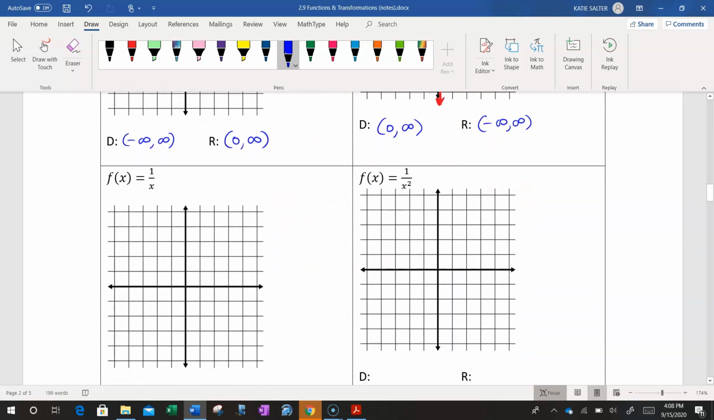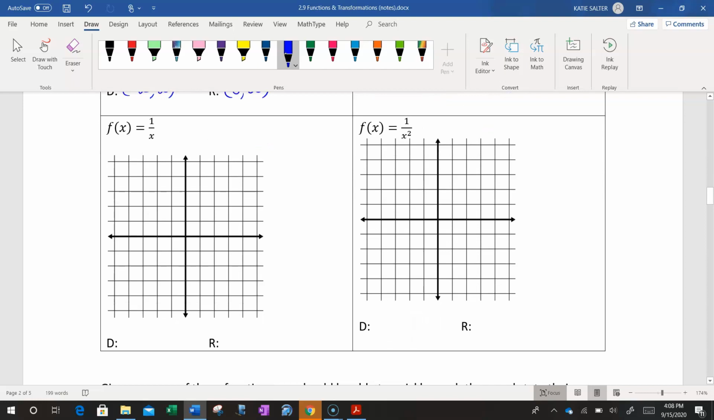All right, and then we have our rational parent functions that we learned back in section 2.4. So we have our 1 over x, and we recall the most important points on the reciprocal function are (1, 1) and (-1, -1), and then we graph that basic function. And the same thing over here. The domain for this is all real numbers except for 0, so from negative infinity to 0 in union with 0 to infinity. Range is also the same because it's all real numbers except for 0, so negative infinity to 0 in union with 0 to infinity.